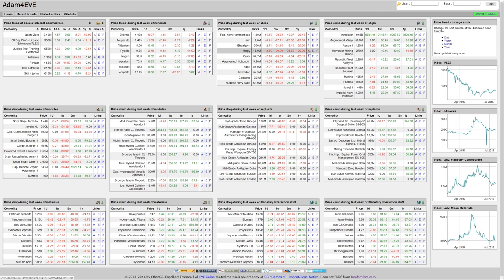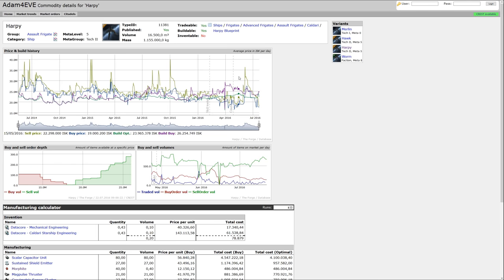But we're going to look at the local history implementation, and here you see different information which should help you make an informed decision if you want to invest into this commodity or not. Now, first of all, price and build history back until 2014.